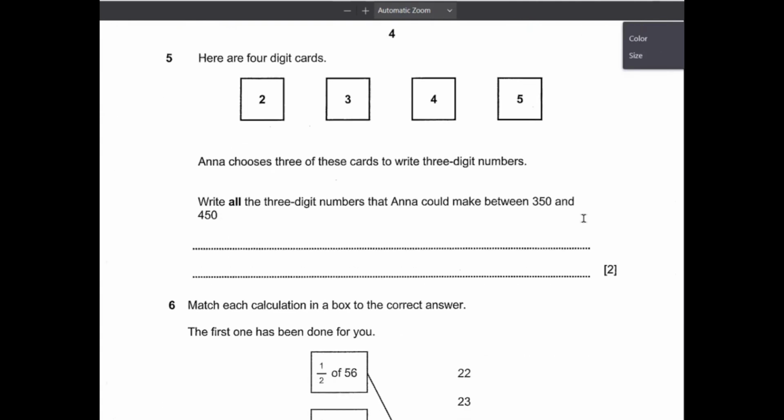Question number 5. They say here are 4 digit cards: 2, 3, 4, and 5. Anna chooses 3 of these cards to write 3-digit numbers. Write all the 3-digit numbers that Anna could make between 350 and 450. Whenever we say numbers between 350 and 450, the numbers will be between 300 and 500, right?